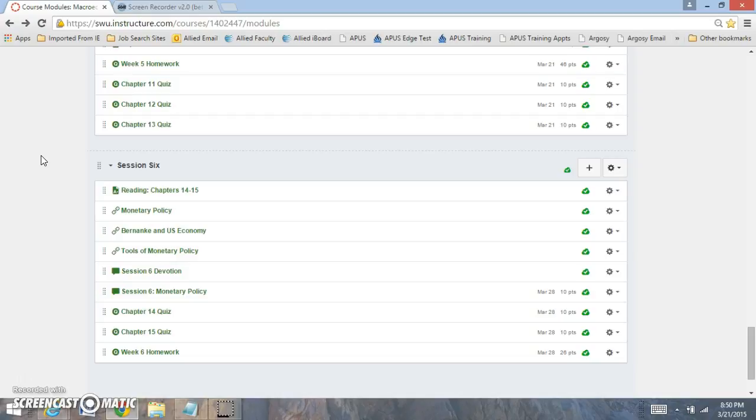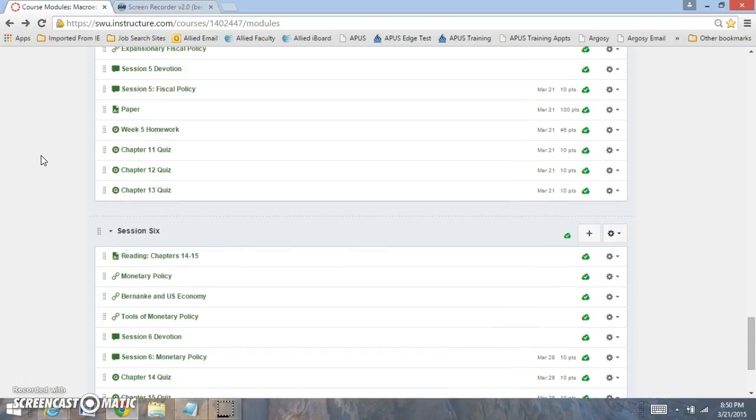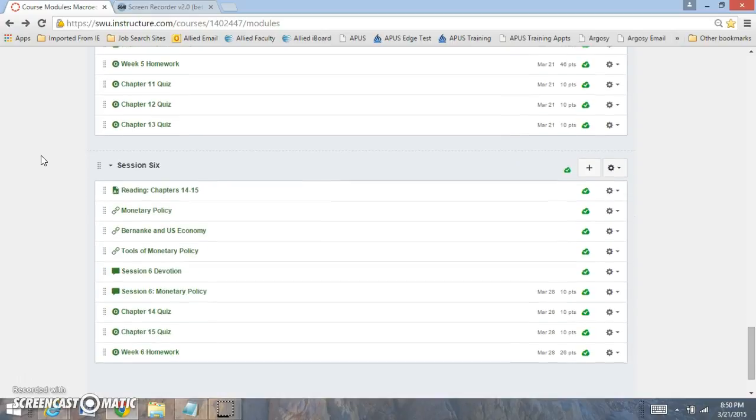For this last week, you're going to be reading chapters 14 and 15, which are going to be focusing on the role of monetary policy and the Fed. You'll notice that the Fed is very important to our economy because of the control of the level of interest rates. The level of interest rates controls a lot of the things that we do in our economy. And the key thing with interest rates is people spend money based on the changes in interest rates.